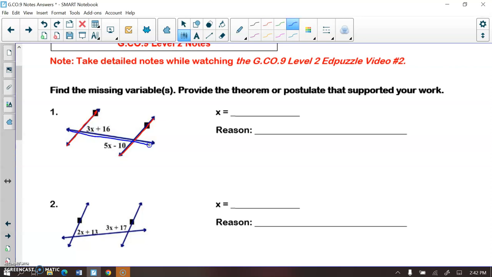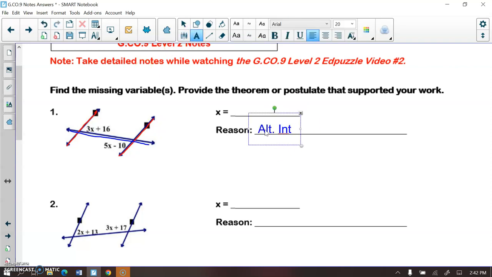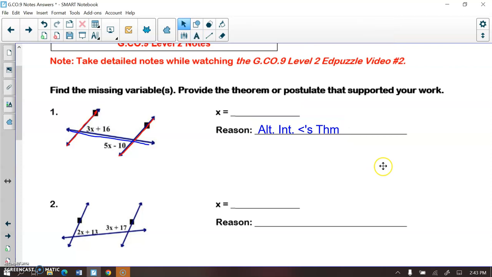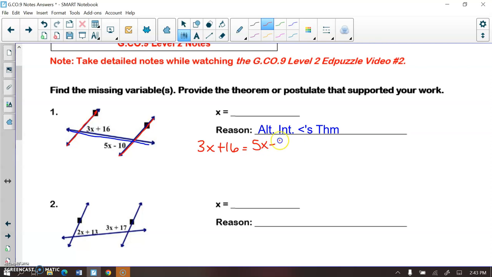And looking at my transversal, I have a pair of alternate interior angles. So we are going to use the alternate interior angles theorem to help us solve for x. And the alternate interior angles theorem states that the two alternate interior angles, when we have parallel lines cut by a transversal, are equal or congruent.